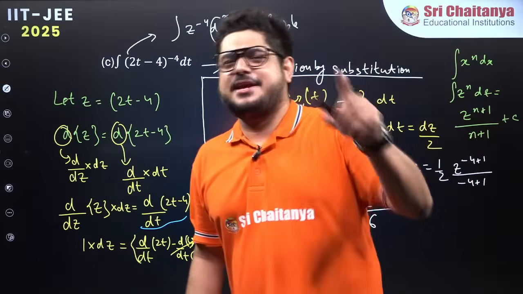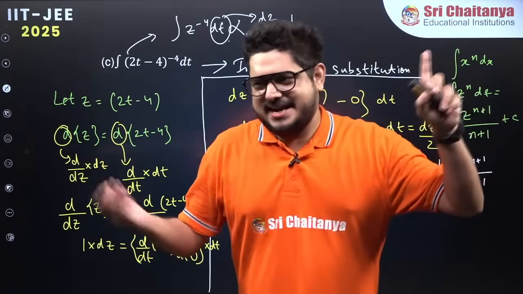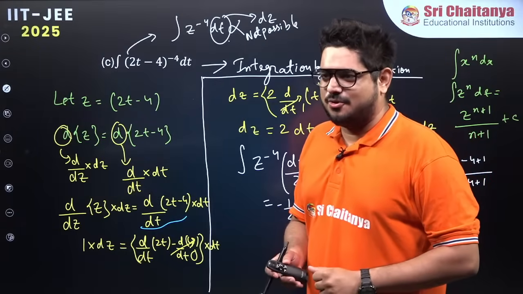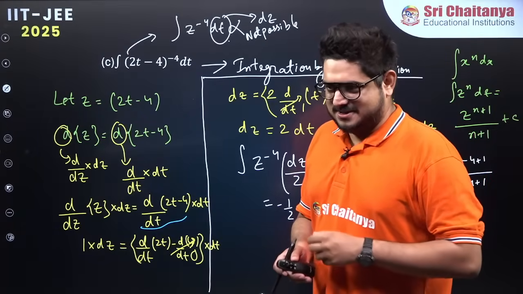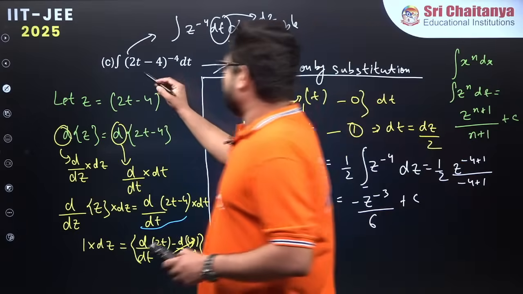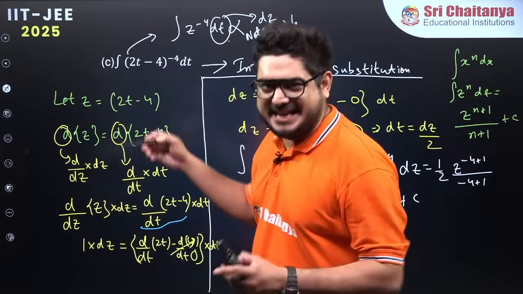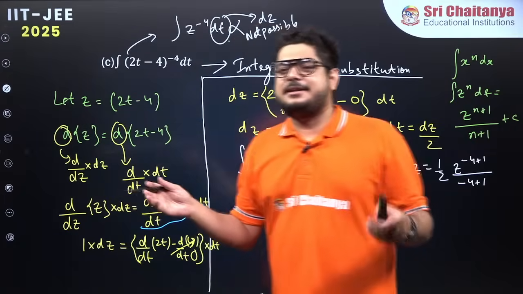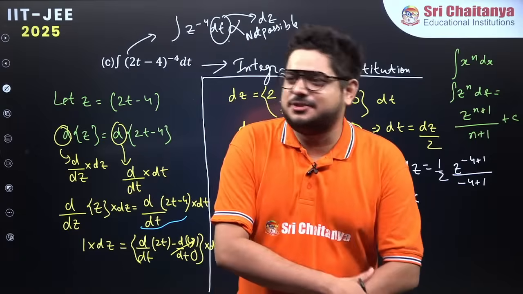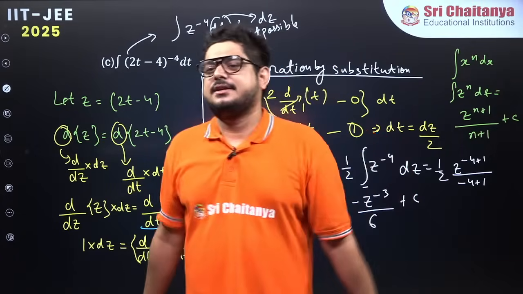But do you think this is the answer? Do you really think that it's the answer to this question? What do you think? No. Of course no. Because the variable was, what is the variable in the actual question? T. T was the variable. So you need to reconvert the z back into your original function, isn't it?